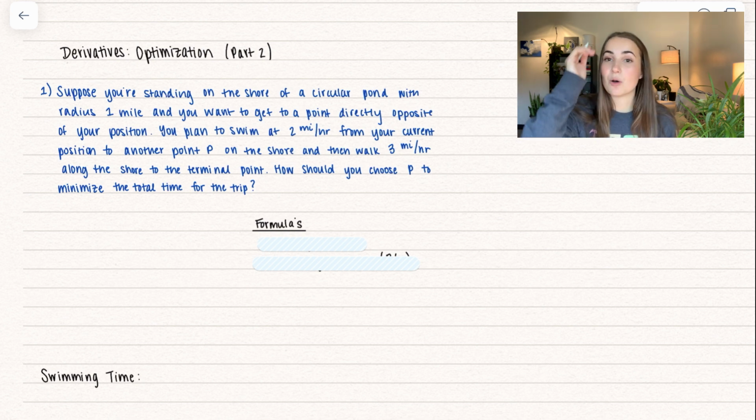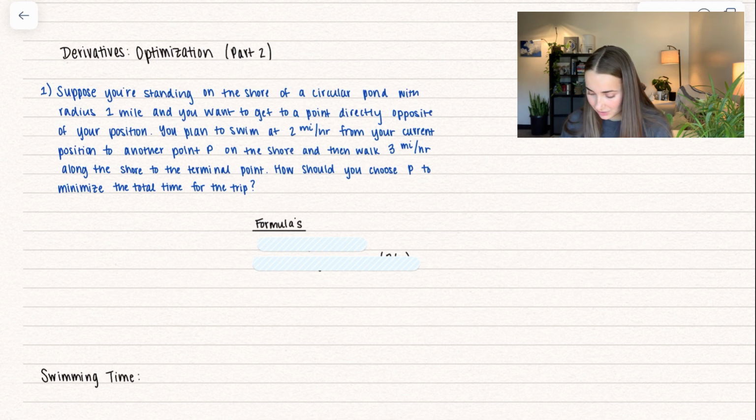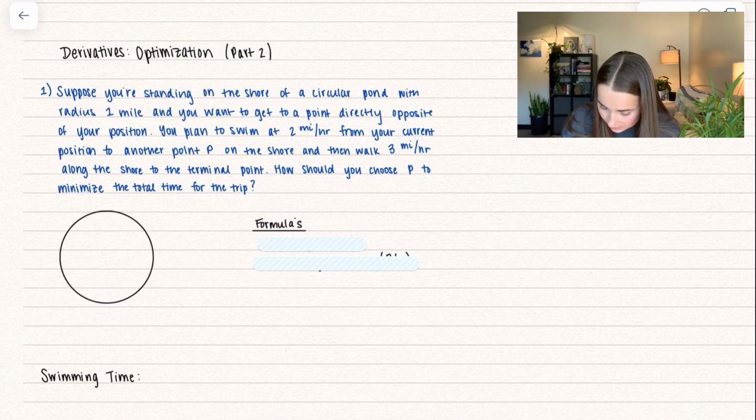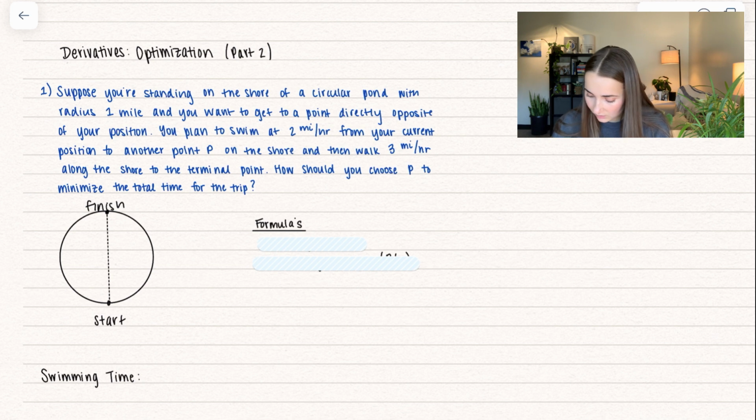So our first step is to always draw a picture. We're given lots of information here, so let's go ahead and draw a circle. And let's say that we want to start right here. So this is our start, and we want to finish directly opposite of our starting point. So what this lady wants to do is choose some point P along the curve. So let's just say this is our point.